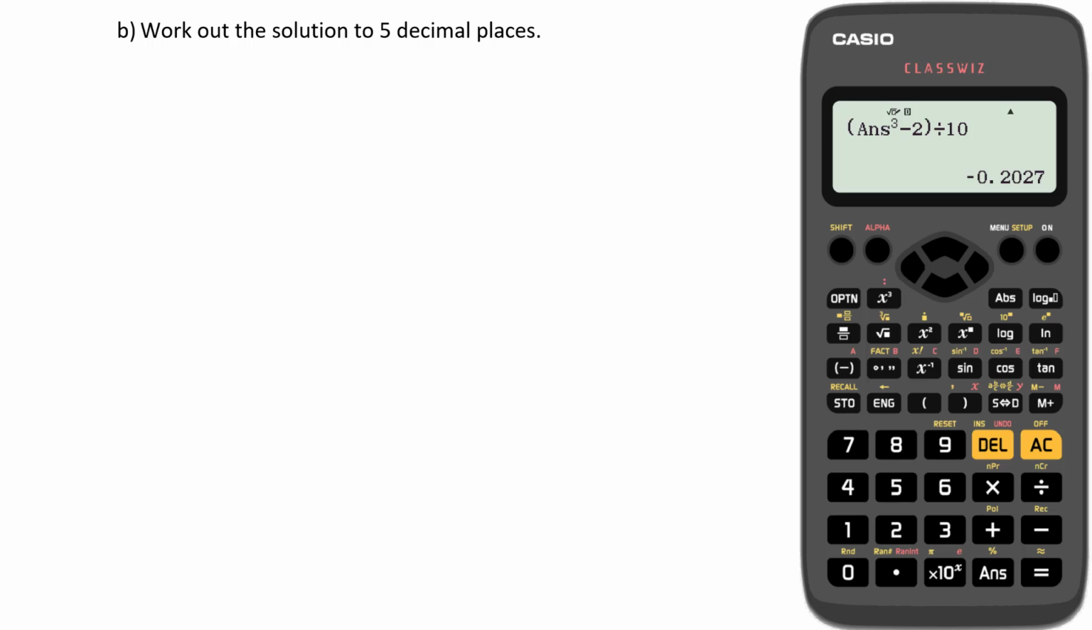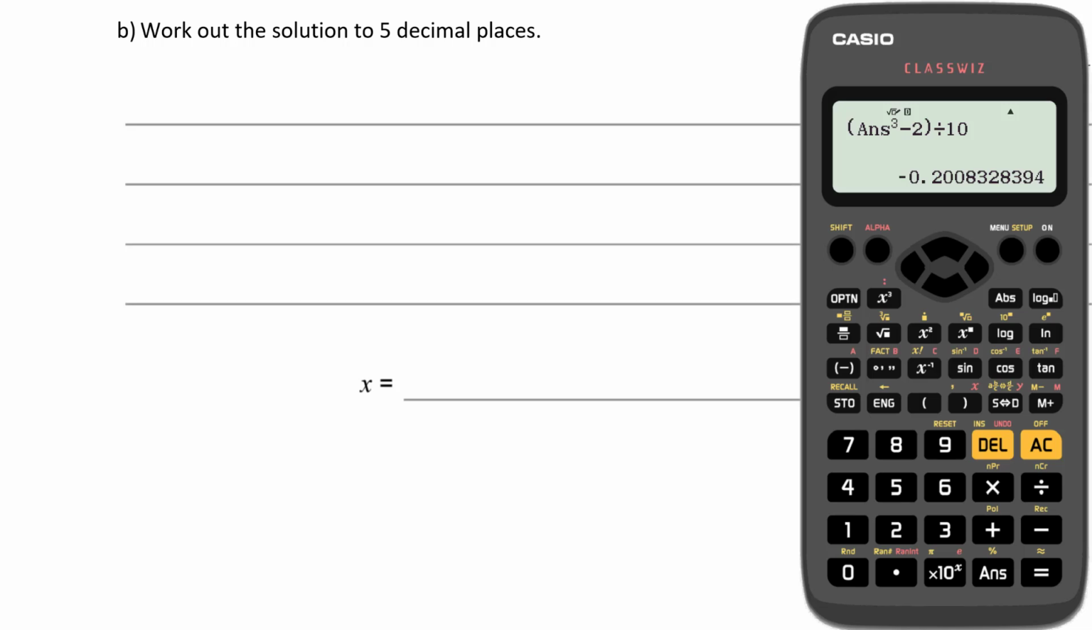So I just need to keep generating more and more values, and it should start homing in on the true answer as we move on. So that's x3 was that one. Let's press the equal button again on the calculator, and that will feed my x3 value back into the iterative formula, and it will give me my x4 value. So x4 should be that one there. So x4 equals negative 0.20083.